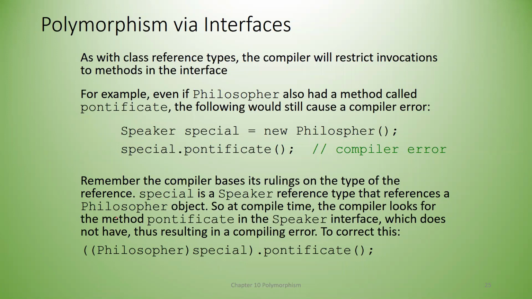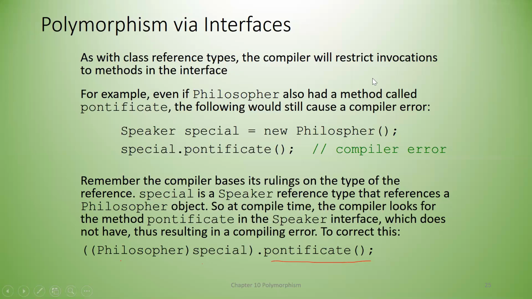Let me ask you a question I just explained. Why do we need to cast special to a philosopher to call this pontificate method? Why? That's correct. So that at compile time, it will be able to find that method in the philosopher class. Absolutely correct. Very good. So that you make it compile. Otherwise, it doesn't translate it into object code, and there is no way you can execute it.